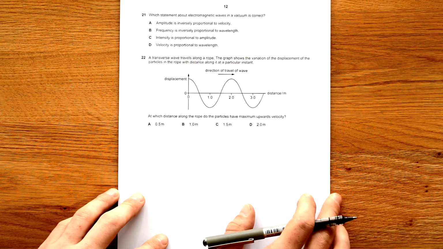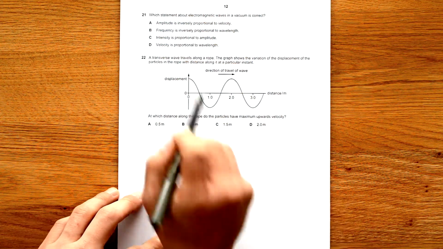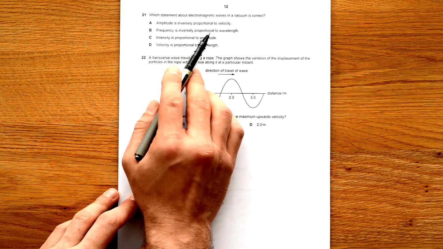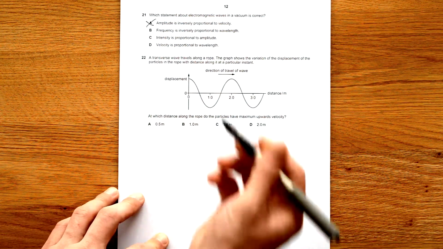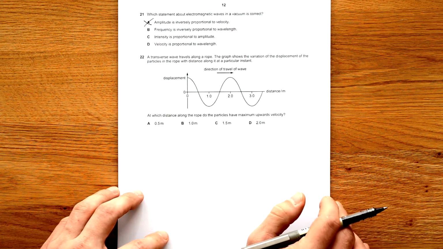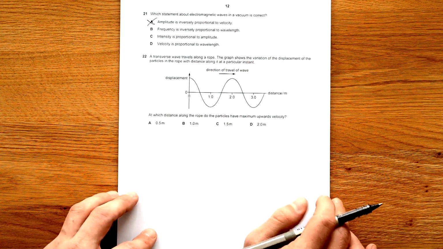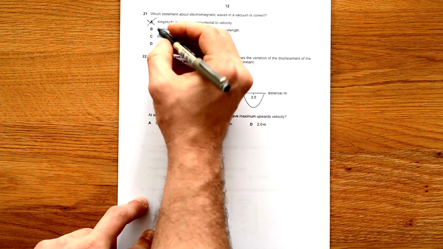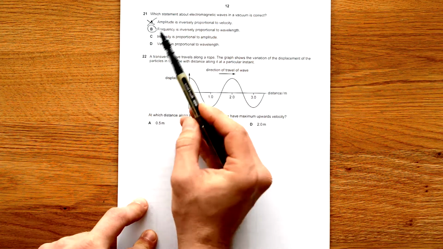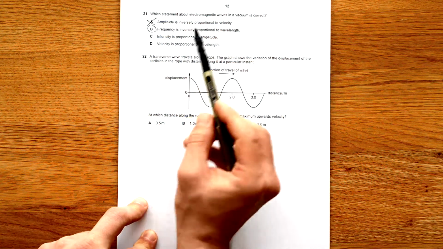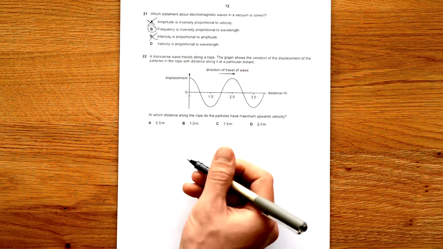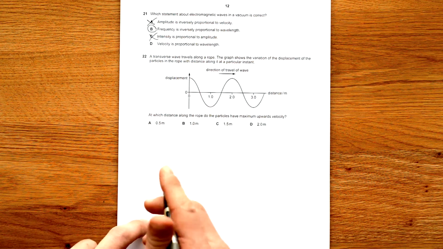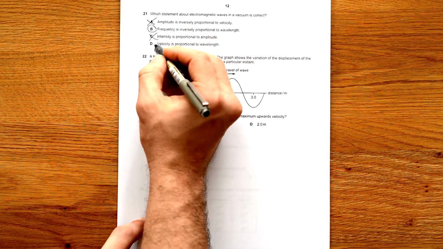21. Which statement about EM waves in a vacuum is correct? A. Amplitude is inversely proportional to velocity. No, that's not right. Amplitude doesn't factor in really with our EM waves. B. Frequency is inversely proportional to wavelength. Yeah, we know that because frequency gets bigger and wavelength gets shorter. B looks like it's correct. Let's check C and D. Intensity is proportional to amplitude. Again, we don't really care about amplitude. And velocity is proportional to wavelength. Well, no, because all velocities are the same.